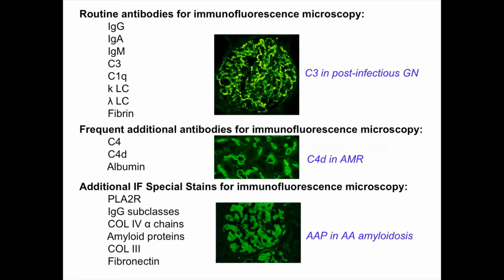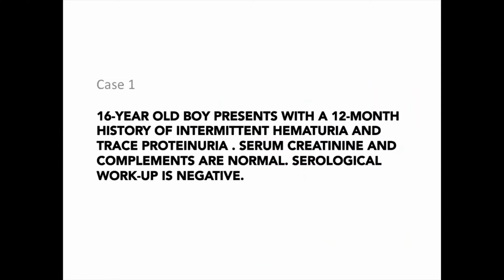الاديشنال special stains اللي بيكونوا موجودين اللي هم يعني they are not necessary for service بس يساعدون طبعا PLA2R حق primary membranous nephropathy, IgG subclasses, we will talk about those, collagen 4 حق Alport and thin basement membrane, and those diseases, amyloid proteins, when we are talking about amyloidosis, collagen 3 على أساس بعد حق Alport and thin basement membrane والfibronectin. Right.